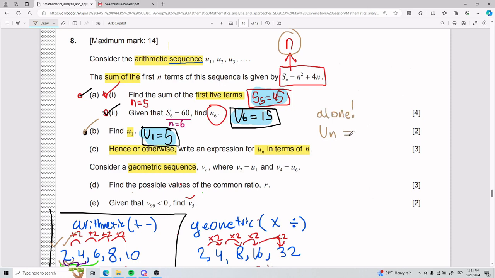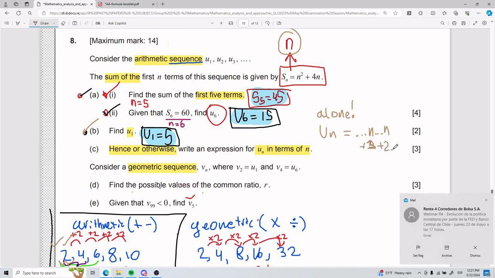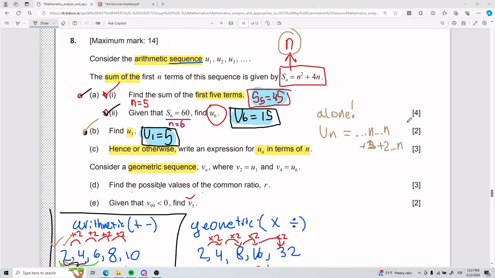UN is alone, and you have a bunch of different n's on the other side. You might have a plus 3 somewhere, a plus 2, but you only have a bunch of n's on the right side, okay? And so keep that in mind. UN in terms of n means you have UN alone equaling a bunch of different n's doing a bunch of different stuff. And so it's our job to figure out how that plays out.